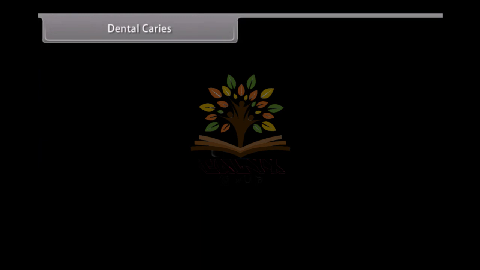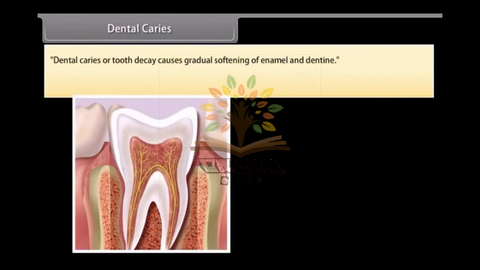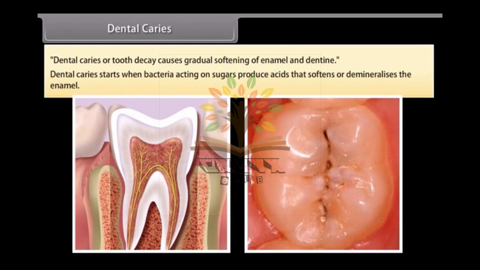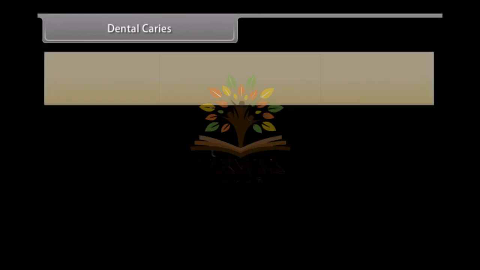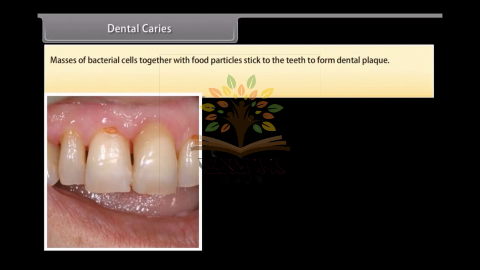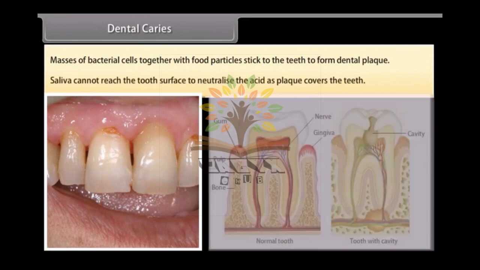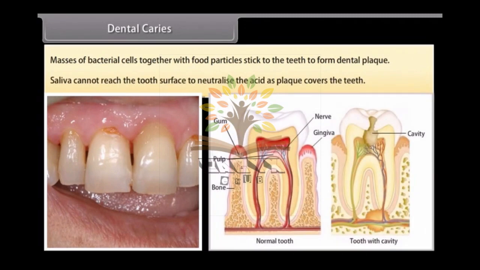Dental caries. Dental caries or tooth decay causes gradual softening of enamel and dentine. Dental caries starts when bacteria acting on sugars produce acids that softens and demineralizes the enamel. Masses of bacterial cells together with food particles stick to the teeth to form dental plaque. Saliva cannot reach the tooth surface to neutralize the acid as plaque covers the teeth.